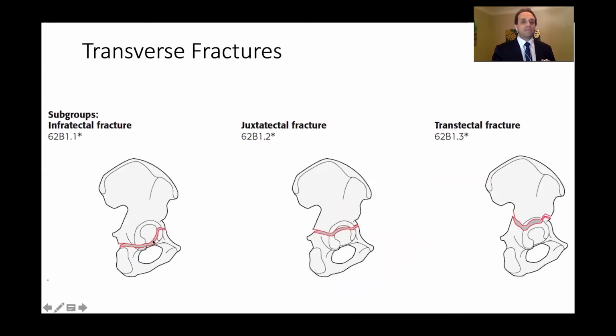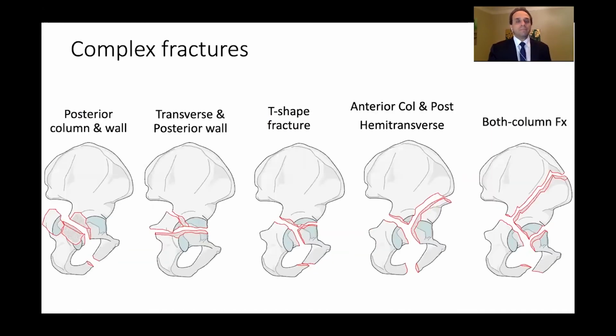The infratectal, which is a very low transverse fracture. The juxtatectal, which is a transverse fracture that runs immediately below the roof. And the transtectal, which actually runs through the roof. And these are also described in the AO classification, the new compendium published in 2018 as B1.1, B1.2, and B1.3.